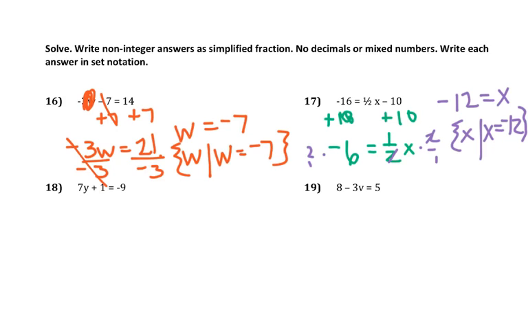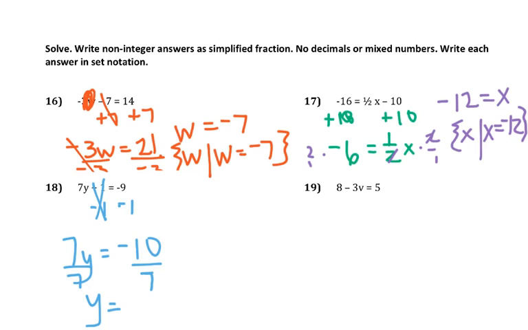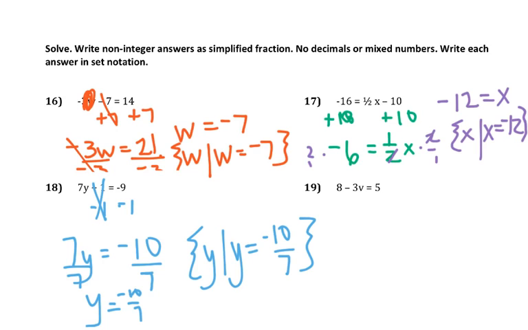Okay, number 18. I am going to put my finger over the variable part, and so I'm going to subtract my 1. So I'm going to have 7y, this is going to be gone, equals negative 9 minus 1, which is negative 10. Divide by 7, and so I'm going to have y is equal to, don't panic and don't put it in your calculator, it's just negative 10 sevenths. So y such that y is equal to negative 10 over 7. I do not want a decimal. I definitely do not want a mixed number like 1 and 3/7. Don't do that.